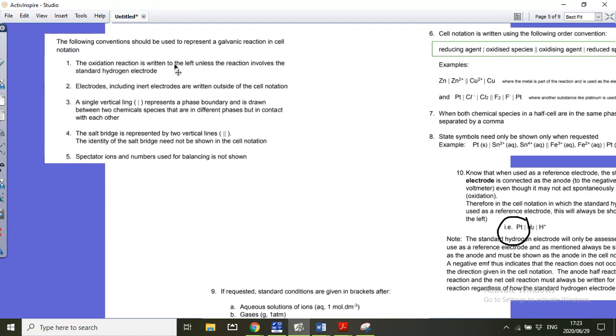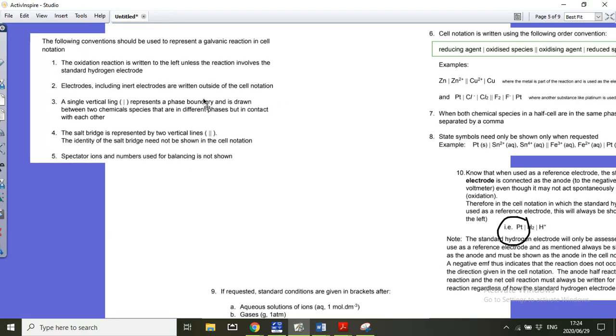So quickly, the oxidation on the left, reduction on the right. Extra electrodes will be written outside, either on the left if it was oxidation or the right if it was reduction. A single line is when they are in different phases. A comma is if the species, all these chemicals are called species, are in the same phase. The salt bridge is two vertical lines in the middle. You don't have to show what the salt bridge is made of. That will be asked in a separate question. Spectator ions are not shown, and the balancing will not be shown.